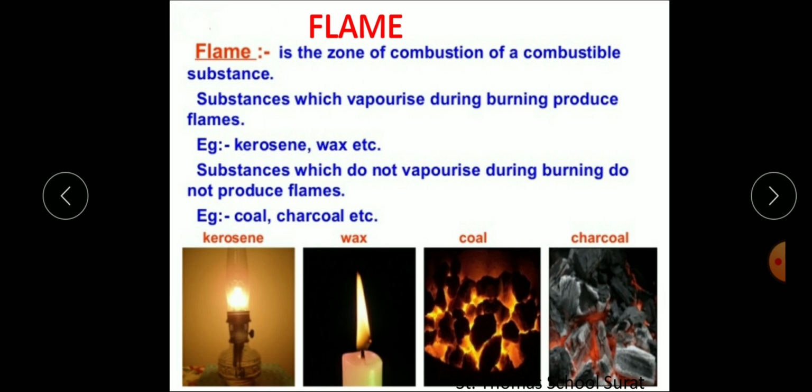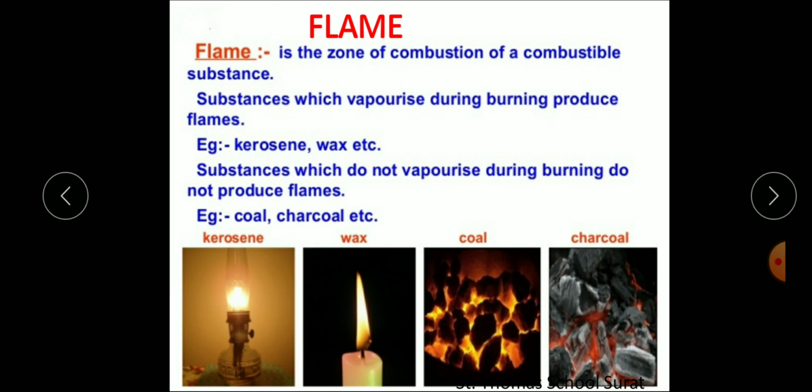Example I told you, kerosene and wax. Kerosene is a liquid fuel. Wax is a solid fuel. When they both vaporize during burning, they form flames. Whereas charcoal or coal does not vaporize and hence does not burn with a flame. They do not vaporize, right? You can see the flame, but they are not vaporizing over there. No gas is evolving over there. So all gaseous combustible substances burn with a flame.